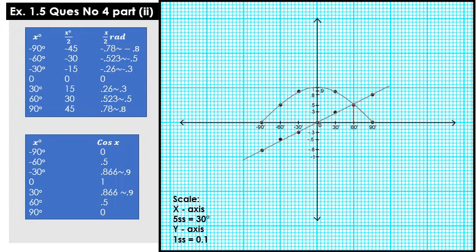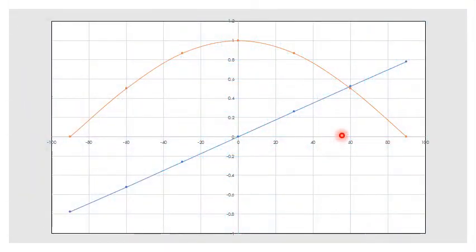So girls, if graphed by a computer program, this is the graph which you are going to get. You can see here the point of intersection is a bit less than 60 degrees. It is approximately 58 or 59 degrees. So we have got 60 degrees. That is good enough for us. The solution is complete over there. This is just for extra information.